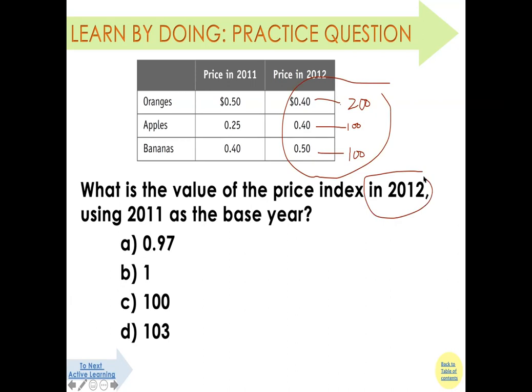All right, next step. We use this 200 times this number, 100 times this number, and 100 times this number, and we are going to get the cost of the basket in 2011. Now we use the first number divided by the second number times 100. Okay, and the answer is 103.